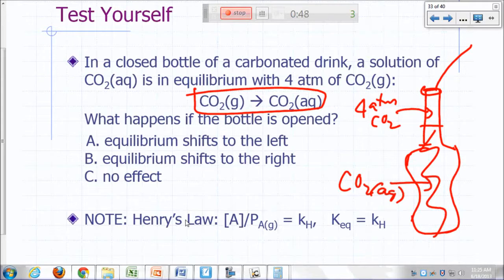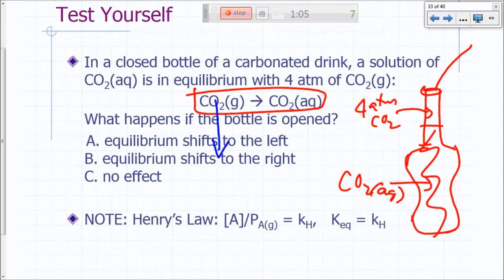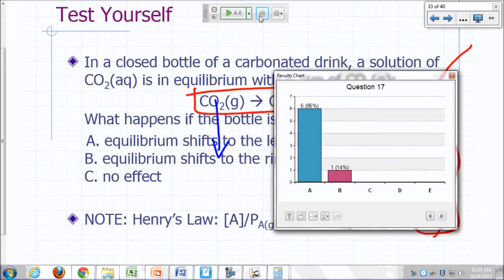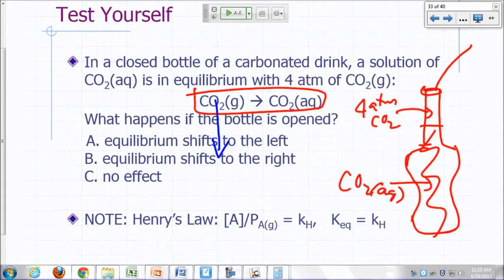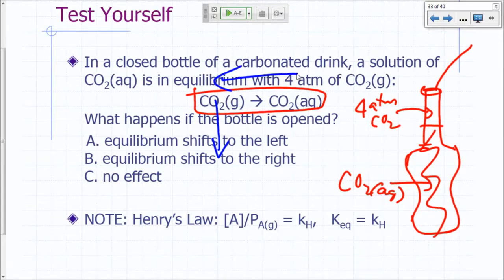If you lower the pressure, what will it try to do? You lower the amount of CO2 in the gas, what will your system try to do? What's the opposite of removing CO2 gas? So the net effect of opening the bottle is to remove CO2 gas. So which way will the reaction shift? Shifts to the left, right? You're removing CO2 gas, so you shift to the left. And what's the physical manifestation of that shift to the left? CO2 from the liquid is going to bubble out of your soda.